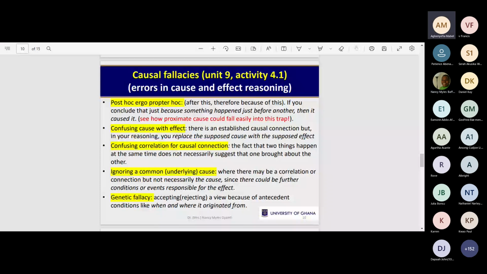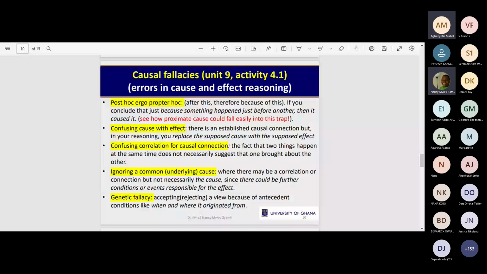Go ahead. Post hoc ergo propter hoc. After this, therefore, because of this. If you conclude that just because something happened just before another, then it caused it. See how proximate cause would fall easily into this trap.